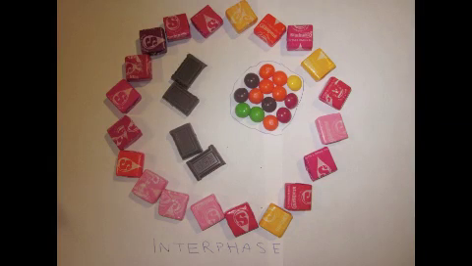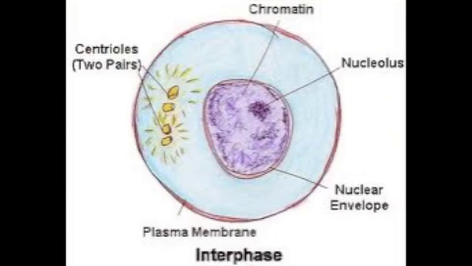During interphase, the period during which the cell is not dividing, the chromatin is enclosed within a clearly defined nuclear envelope. Within the nucleus, one or more nucleoli are visible. Outside the nucleus, two centrosomes lie adjacent to one another, each containing a pair of centrioles.